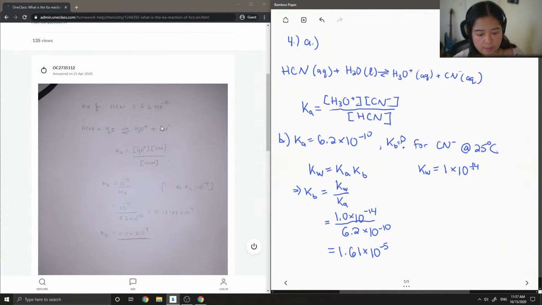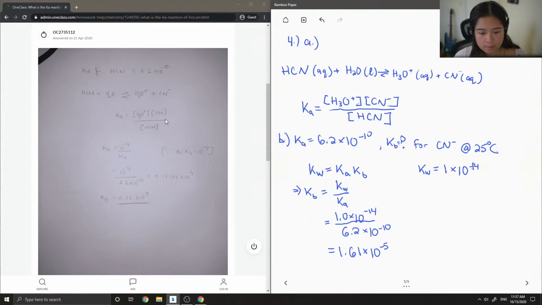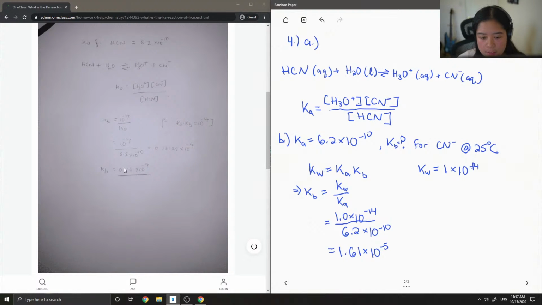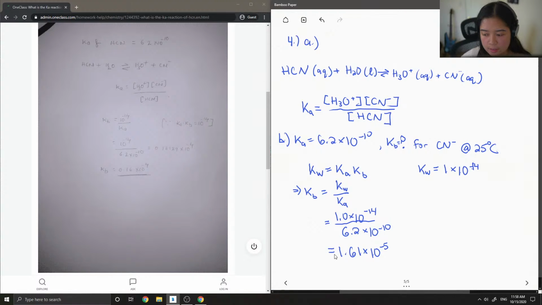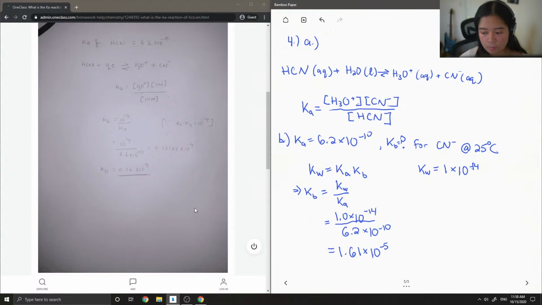Okay, so let's double check our answer. So yeah, it's the same answer, except they did 0.16 times 10 to the negative 4 instead of 10 to the negative 5. So that should still give the same thing, if I'm not mistaken.